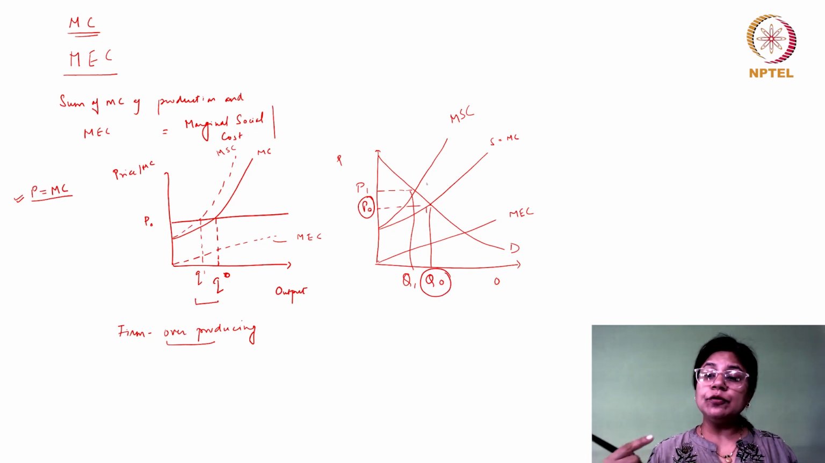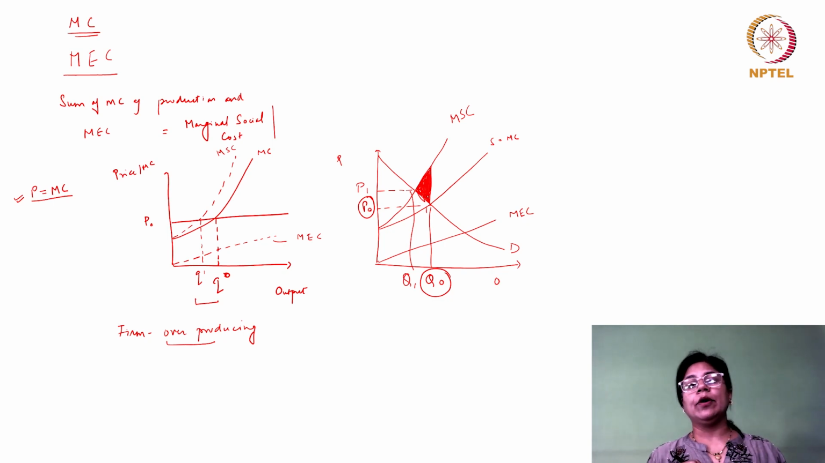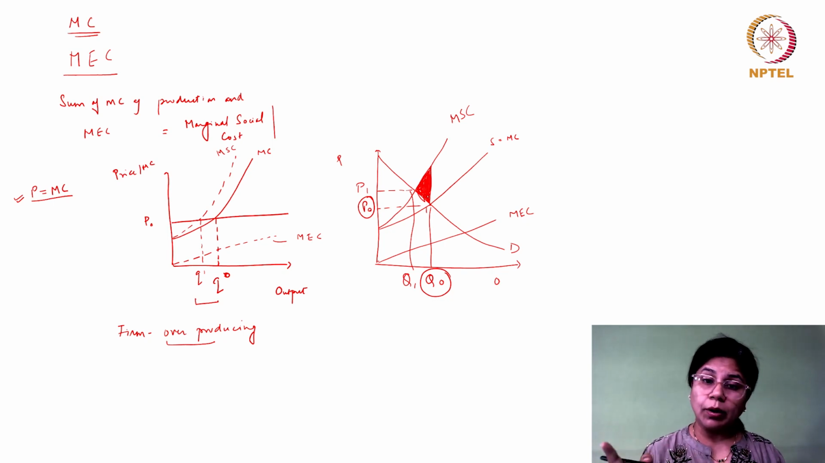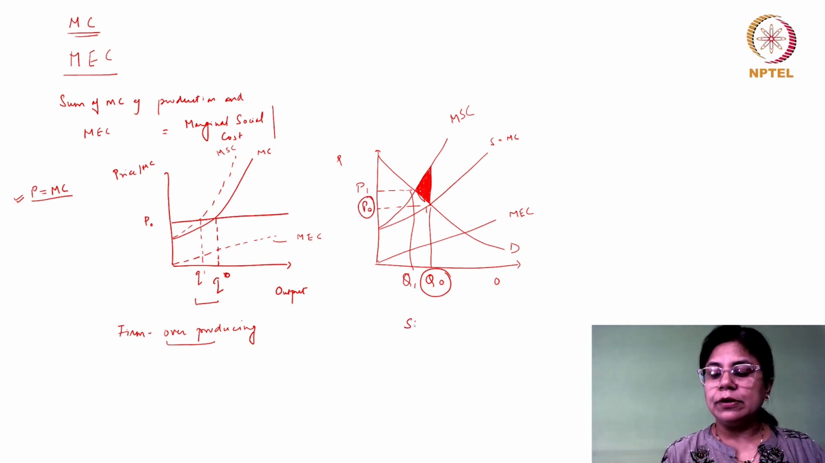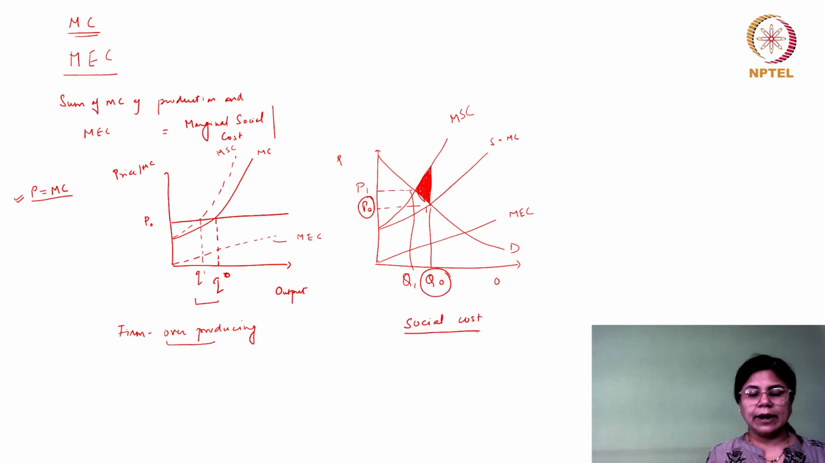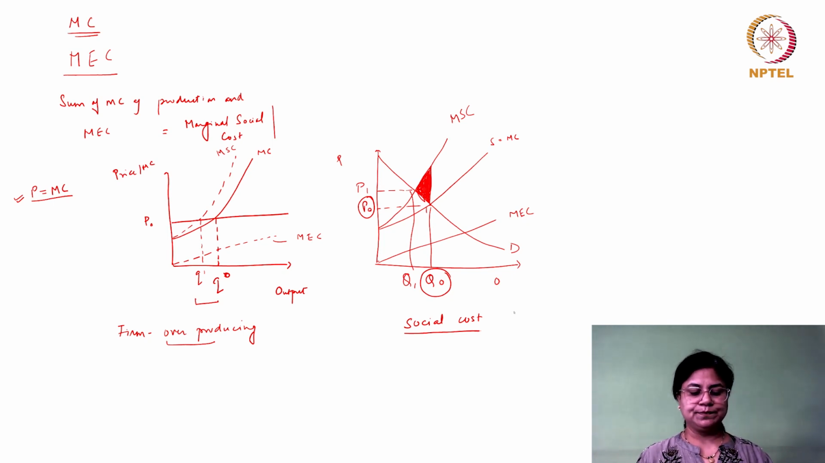Now, if you look at the social cost which is being imposed, if I go up till here, what will this entire area reflect? This entire area of this particular triangle will be reflecting the social cost imposed by the throwing of the effluent in the river, which is not being taken care of. So this entire red area would be the social cost of the negative externality related to the throwing of the effluent which we have talked about.